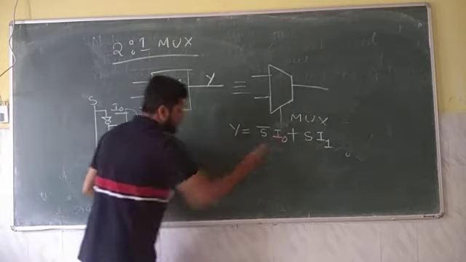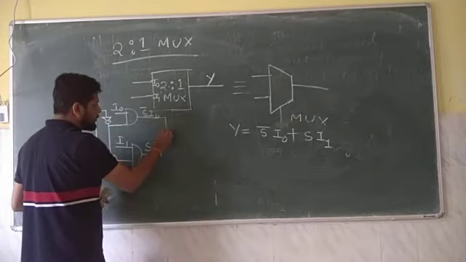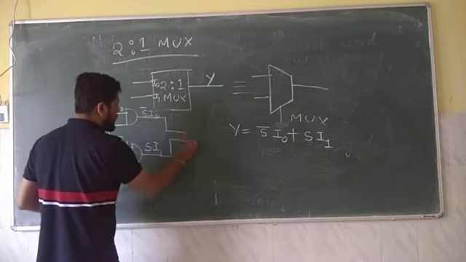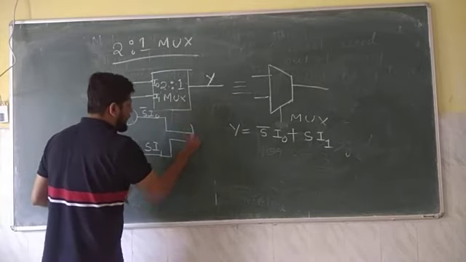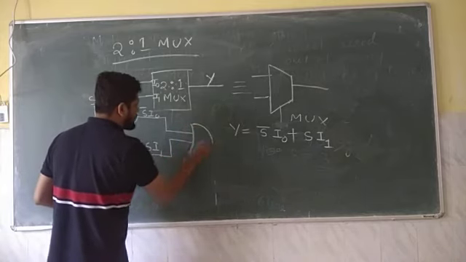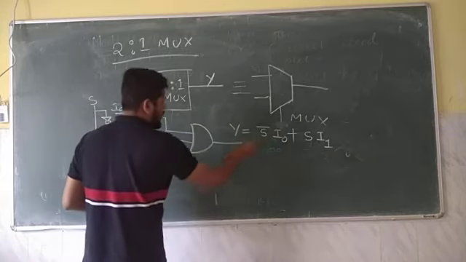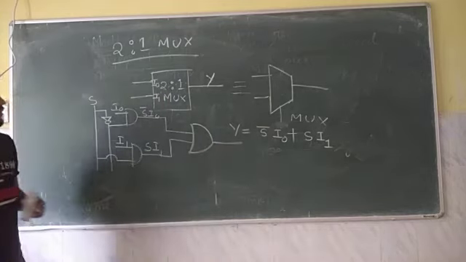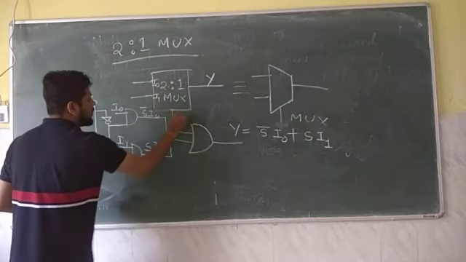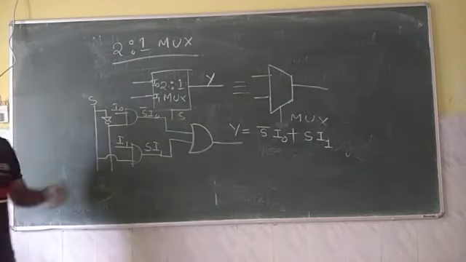Now for this plus we need an OR gate. Finally we have Y is equal to S bar I0 or S I1. So remember, students, this is a very important concept.